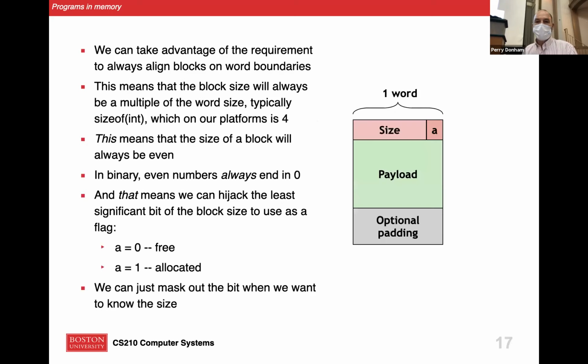If that's the case, then the size is always going to be even. So it's going to be multiples of the word size. If the word size is 4, then the size of the entire allocation is always going to be a multiple of 4. Anything that's a multiple of 4 is going to be even, right?